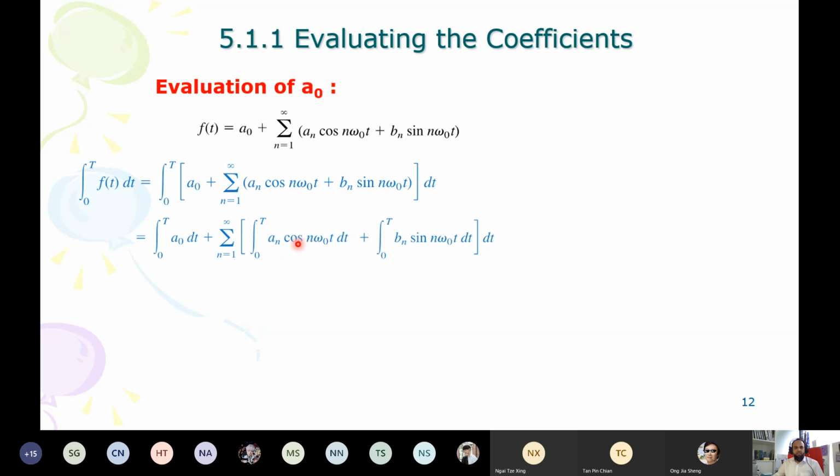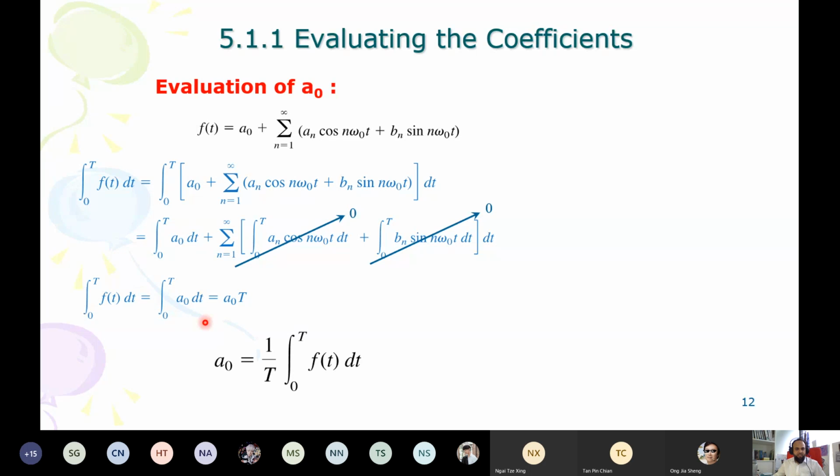If you remember, the integration of the individual cos functions and sine functions goes to 0 because they are average values. So we are just left with a naught dt, and when we do integration we get a naught t. So far so good. We still didn't find a naught, by the way. So what is a naught? We just take this t down here. So a naught is 1 upon t times the integration of the actual function dt. This is how we find a naught.